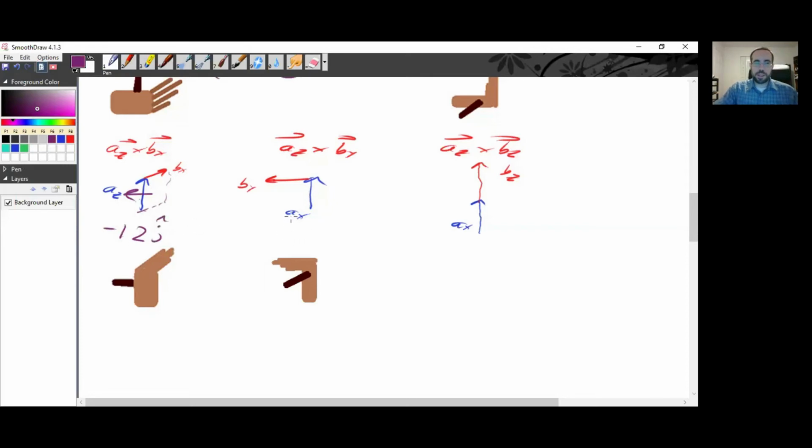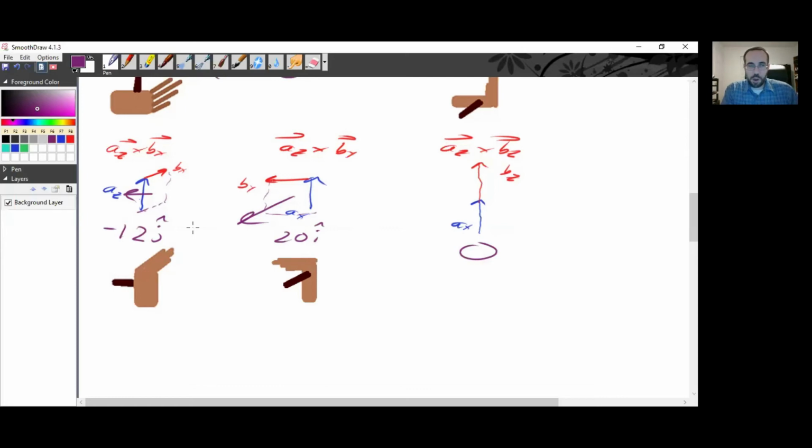And then when I look at this one, AZ cross BY, I see that my resultant vector for this area is coming out of the screen. And because this is 4 and that's 5, this should be 20 I hat. And then over here, you can see, again, there's no area, so I don't have to worry about that.